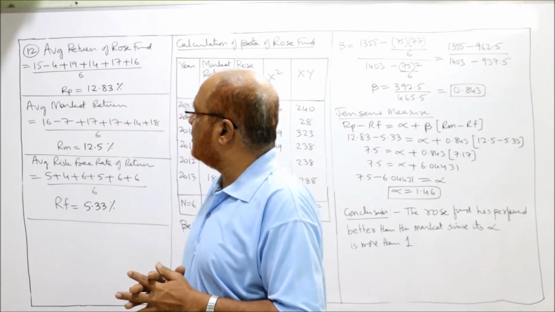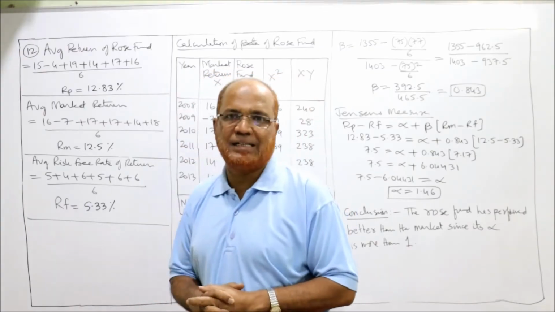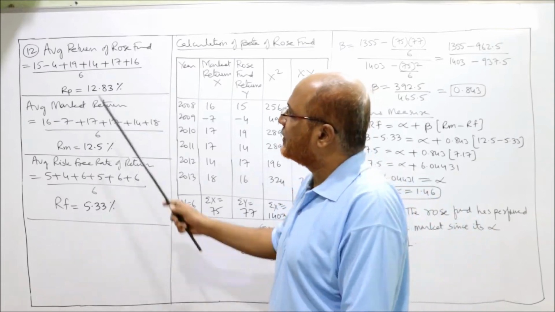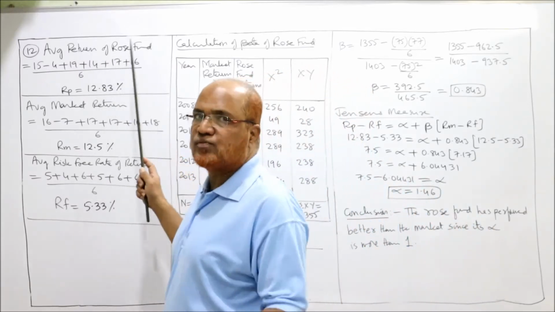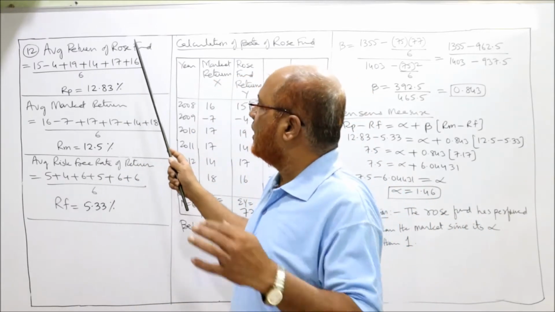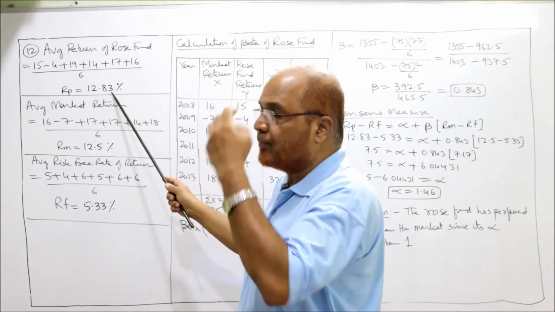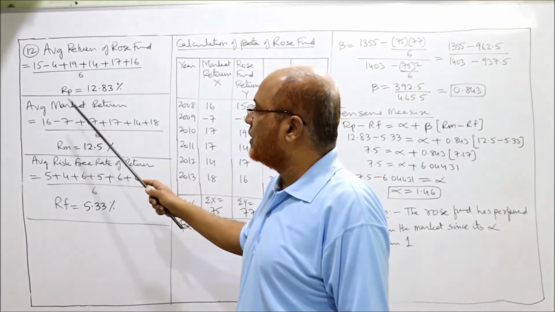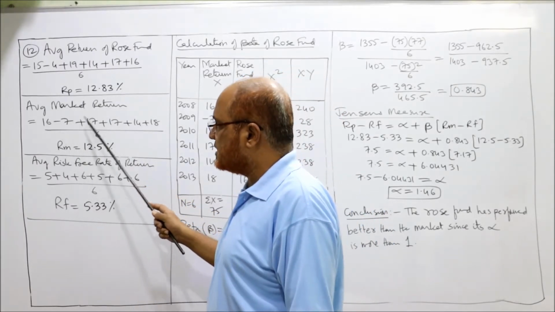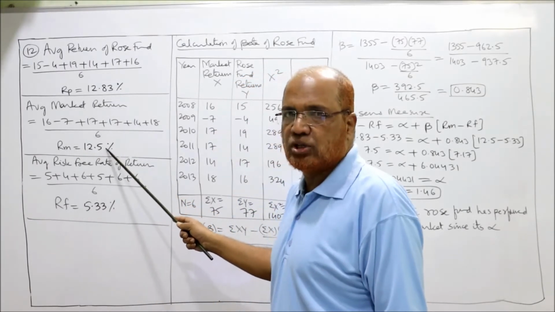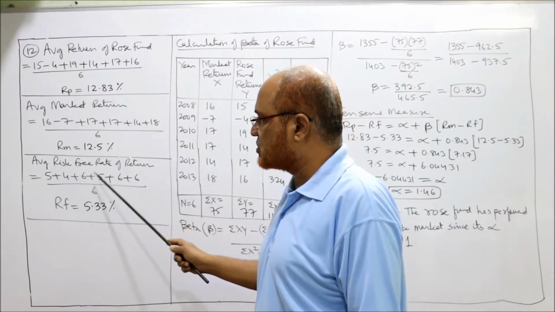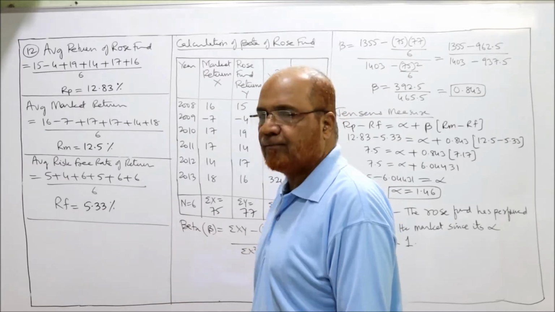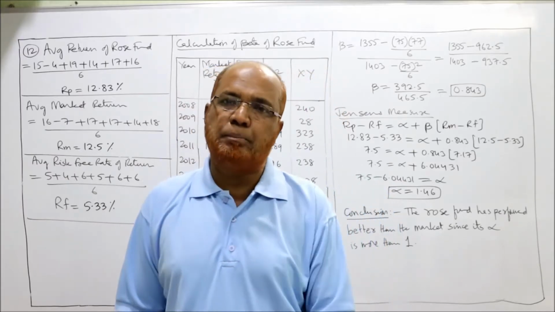In this Rose fund, we are given the data for 6 years. So for 6 years, we have calculated the average return of Rose fund. Rose fund is a mutual fund, and 12.83 is the average return of the portfolio, RP. The average market return, with 6 years of returns given, we have calculated the average. Risk free rate, 6 years of risk free rate is given, we have calculated the average. So we got RP, RM, RF. The only thing missing is the beta value.